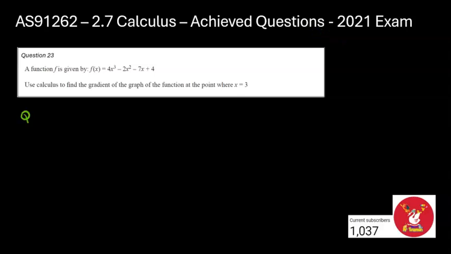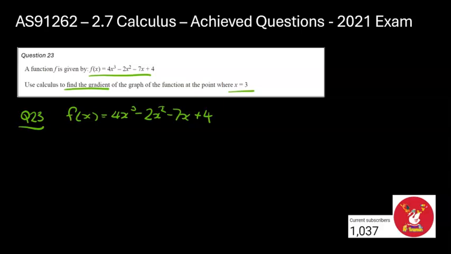Question number 23, and these are all questions from the website numbers. So we've got a function is given by this particular expression. We've been asked to find the gradient when x is equal to 3. So straight away, I see the word gradient, which makes me think I need a gradient function, which means I've got to differentiate. So let's write down my original function. So if f of x is equal to 4x cubed minus 2x squared minus 7x plus 4, forgive the messy handwriting there.